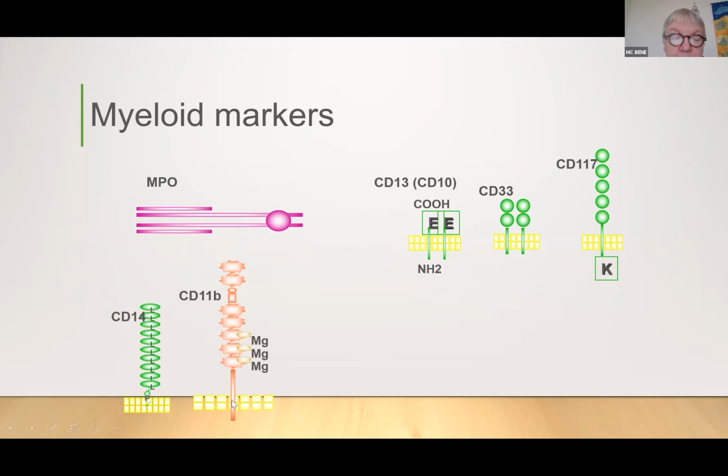CD11B, I just put that one, but there are many molecules of this kind on the myeloid cells because these are integrins. This is an integrin alpha chain. It goes with a beta chain. And these are important because they are in some way the legs of the cells.